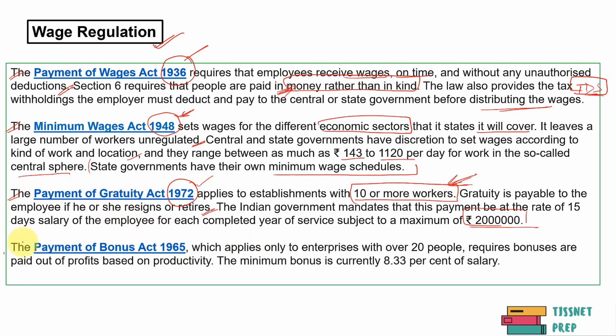Now another important act is the Payment of Bonus Act, which came in 1965, which applies only to enterprises with over 20 people and requires that bonuses are paid out of the profits based on productivity. The minimum bonus currently is 8.33% of the salary.